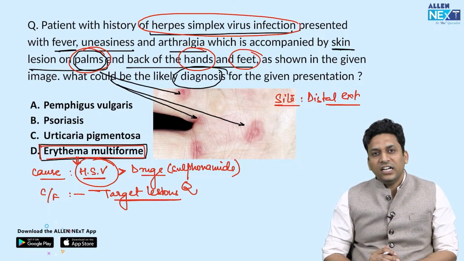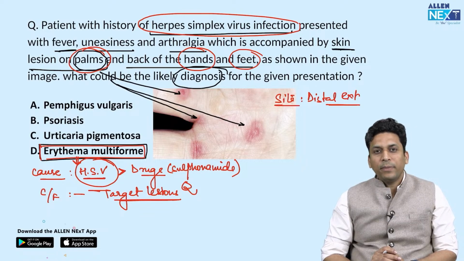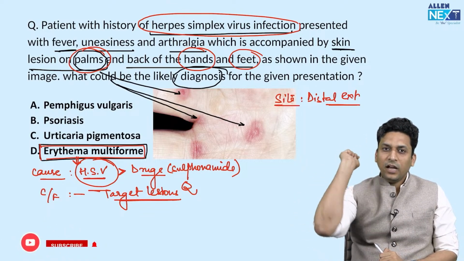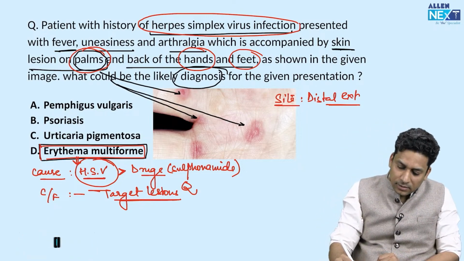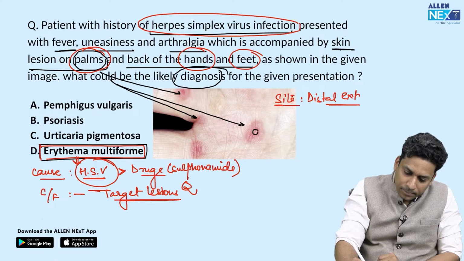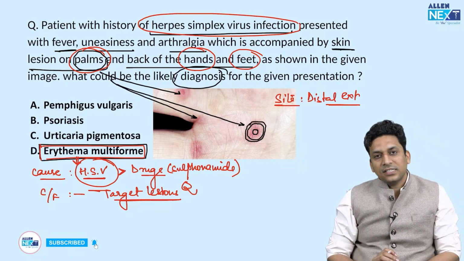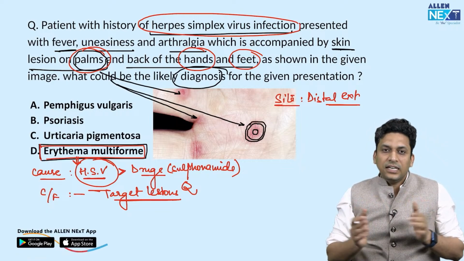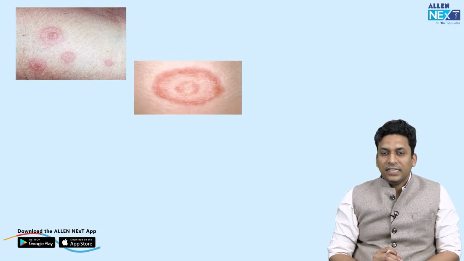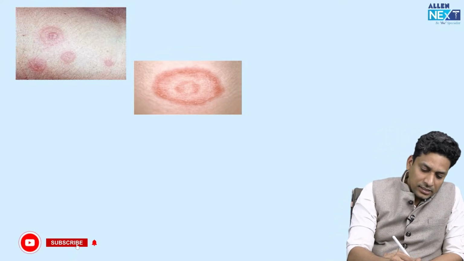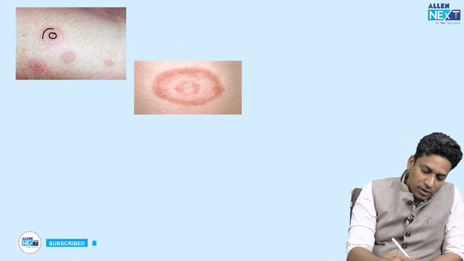Now how are you going to identify a target lesion? All of you might have played darts. When you play darts, the target which you hit has 3 concentric rings, something like this: a central ring, then a middle ring, and then an outer ring. Such concentric rings are seen, and that's why this lesion is known as a target lesion. So here you can see that these are target lesions. There is a central ring, then an outer ring, and then one more outer ring.